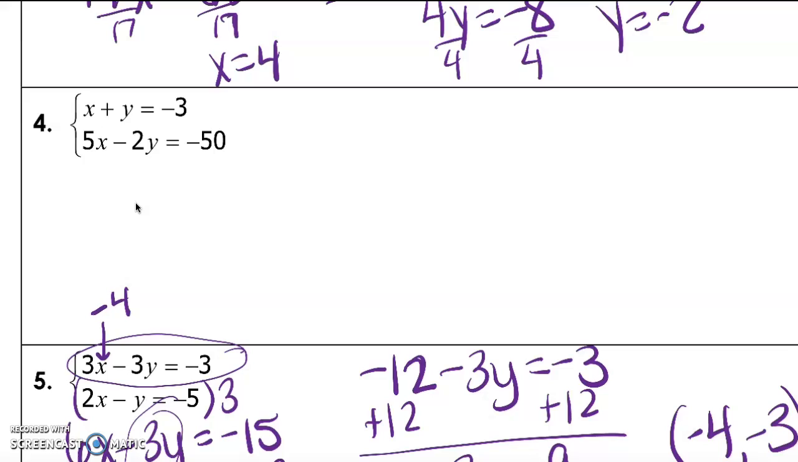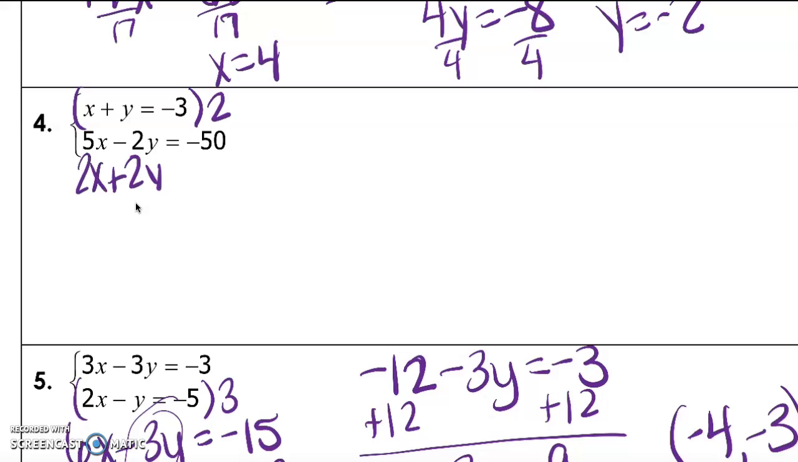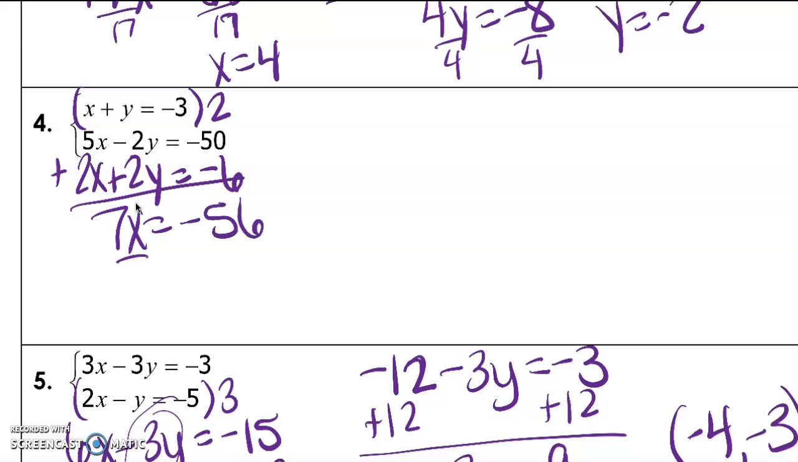Number 4. This one you can pick and choose. You can either make the x 5 or the y 2. I'm actually going to make the y 2, and the reason is I noticed that the y has a plus and a minus, and I would rather add things than subtract. The nice thing about these is you can do something different than I do or your neighbor does, and you should still get the same answer. So 2x plus 2y is equal to negative 6. So opposites add. 7x is equal to negative 56. Divide, and x equals negative 8.